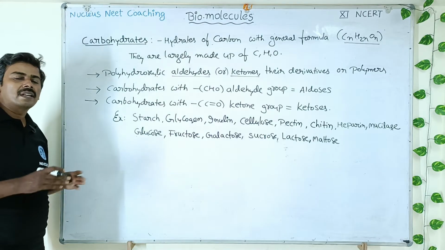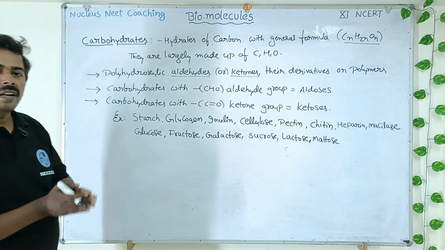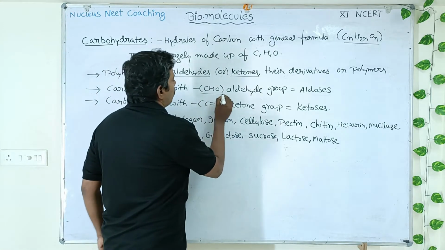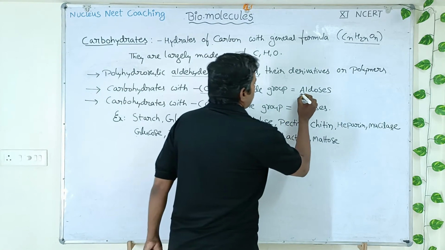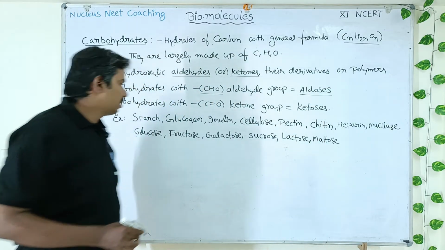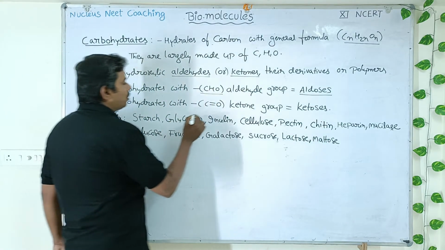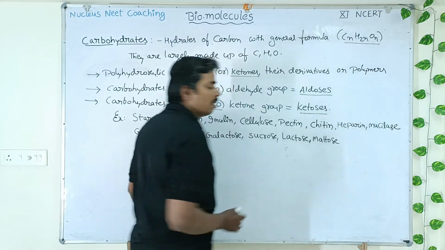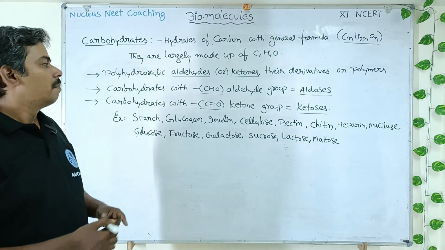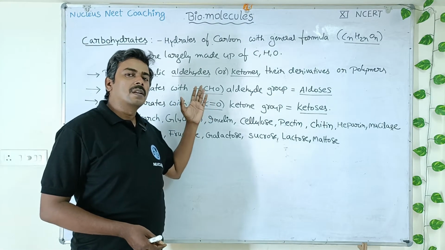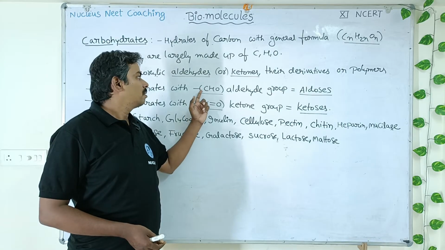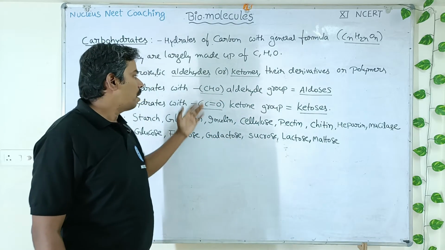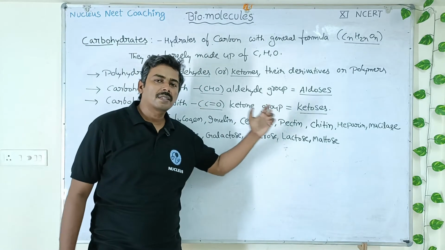Now carbohydrates can be classified into two types depending upon the groups which they have. Carbohydrates with aldehyde group, CHO group, are called aldoses. Similarly, carbohydrates with ketone group are called ketoses. So there are two types of carbohydrates based upon the groups. Those carbohydrates which have aldehyde group are called aldoses. The carbohydrates which have ketone group are called ketoses.